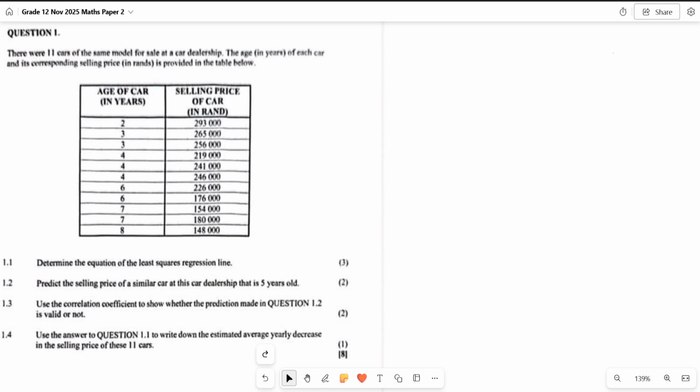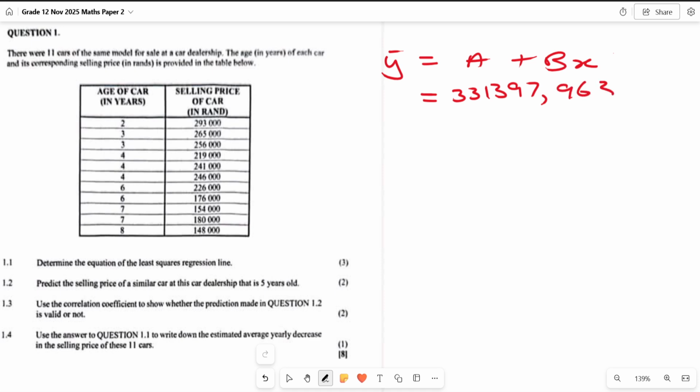This is the equation: y-hat is equal to a plus bx. This is what you should have had in your answer. Why are the numbers so big? 331397. It makes sense they're big because we have those car values, those prices. So that's why this number is huge. 0.9631. You could round that off.